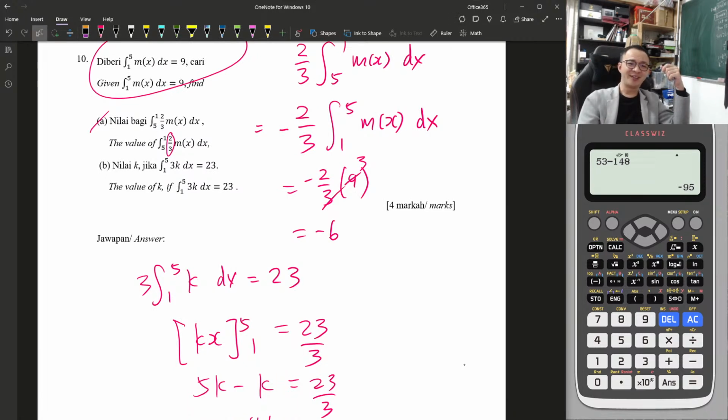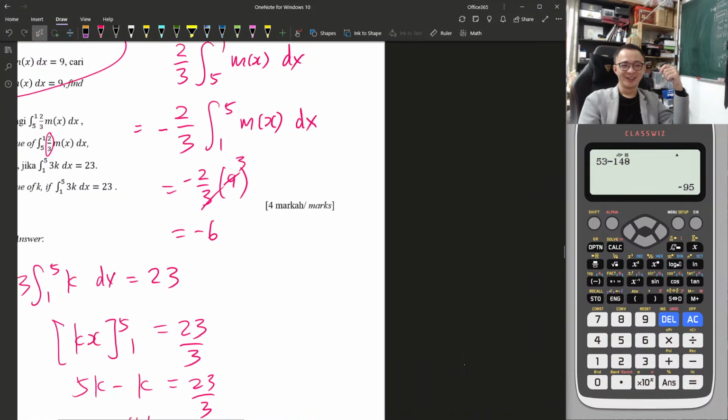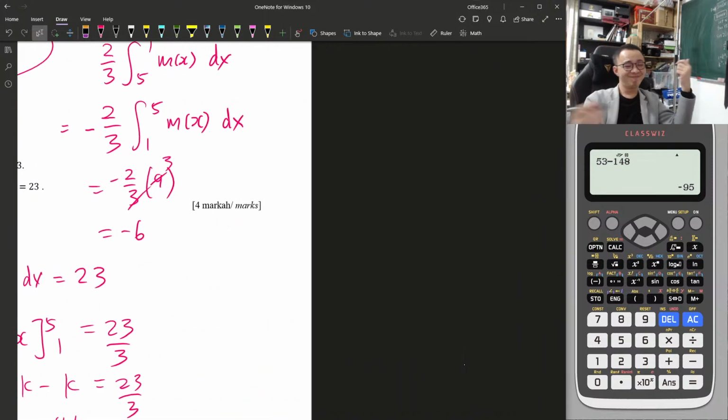What's the meaning of gradient of tangent? Gradient of tangent means, in short, after you sub the x value into dy dx, you are getting the gradient of tangent. This is a short answer.